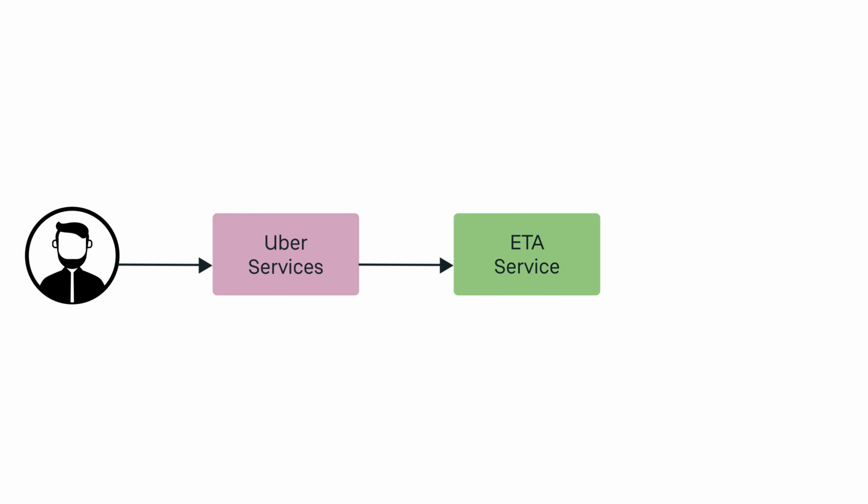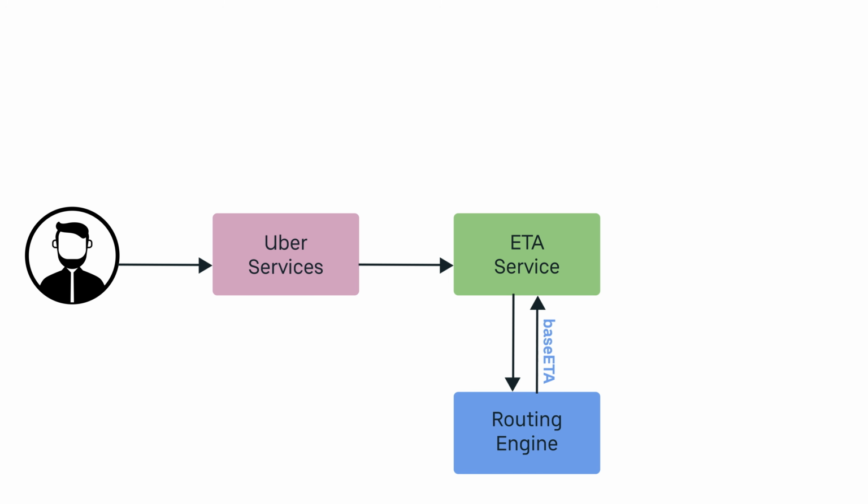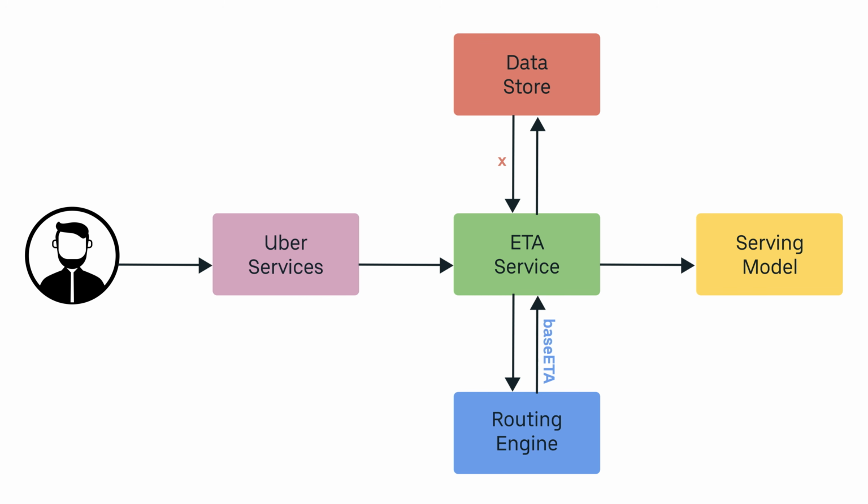Whenever the user schedules a trip, the Uber services will internally call the ETA service. The ETA service first calls the routing engine to get the base ETA. It also extracts other user features from the data store. Then it calls the serving ML model to get the predicted ETA. This predicted ETA is shown to the user.